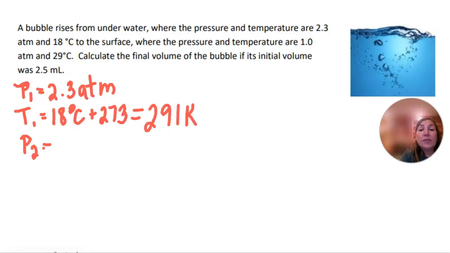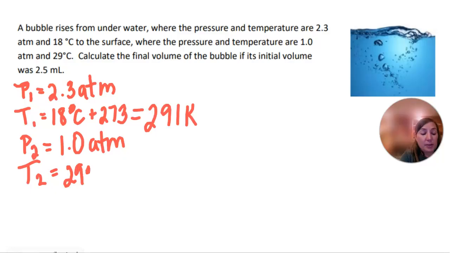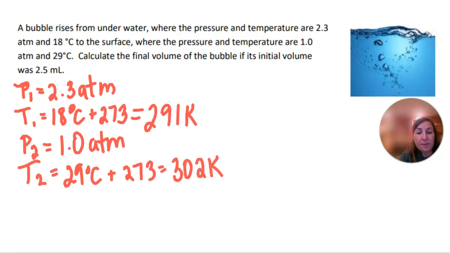And then we've got a final pressure. They're going up to the surface. That new pressure is 1 atm. And then that new temperature is 29 degrees C. We're going to add on 273, and we're going to get 302 Kelvin.